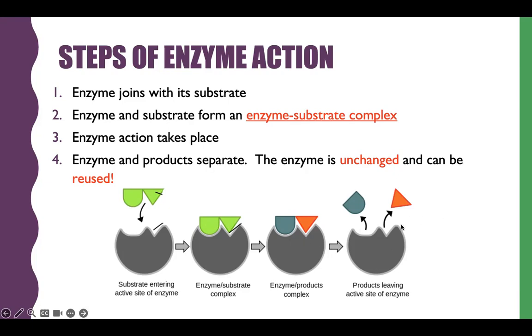And then the fourth step is the enzyme and products separate. The enzyme is unchanged and can be reused. Let me backtrack: the substrates turned into products and they are totally different now. Now they're detached from the enzyme, and they're ready to do their job. But you'll notice that the enzyme is unchanged and it can be used again. It will go find another substrate that fits perfectly into its active site and then do another chemical reaction. So those are the 4 steps that you need to know on how enzymes are in action.